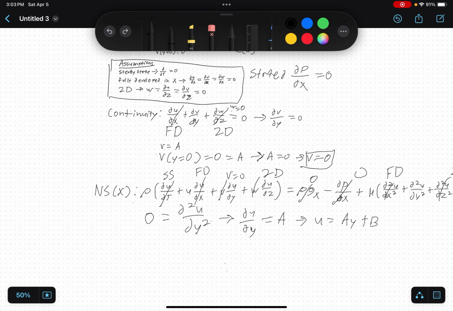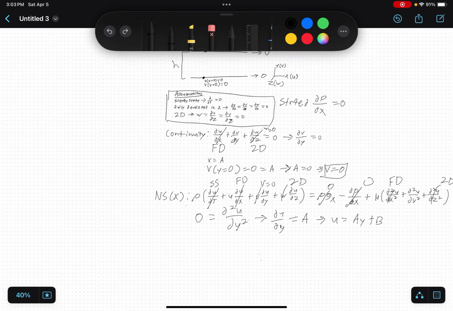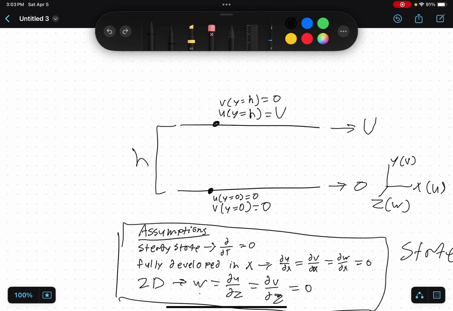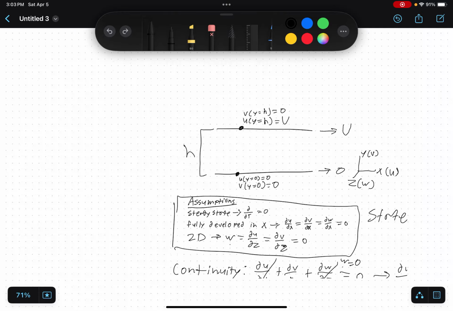Okay, so now let's apply the boundary conditions. What are the boundary conditions for you? At the bottom, it's 0, and at the top, it's big U.